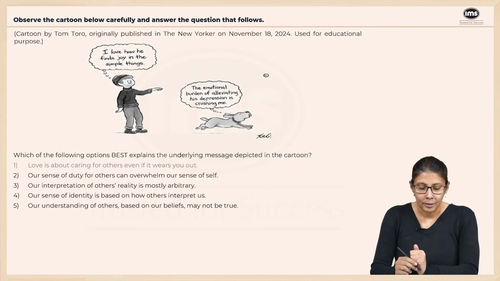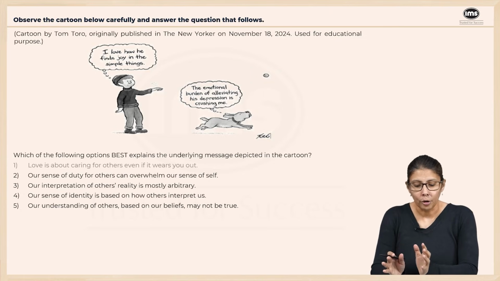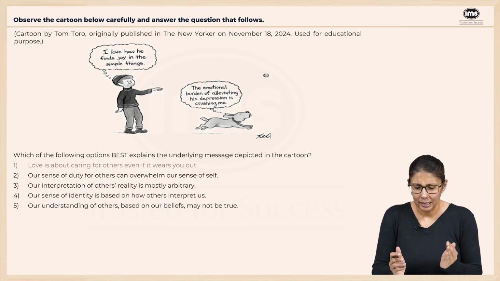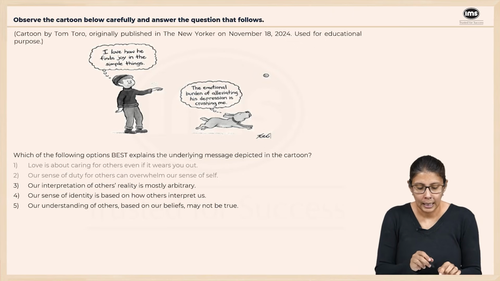Option 2 says our sense of duty for others can overwhelm our sense of self. Now, this also seems to be referring only to the dog. The dog says that I am overwhelmed by this duty that I have to perform, but it doesn't capture the boy's point of view. So, this explains only half of the picture, which is why option 2 is not the right choice. The third one, our interpretation of others' reality is mostly arbitrary.